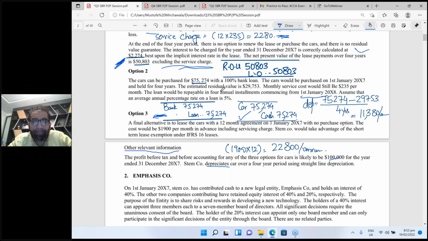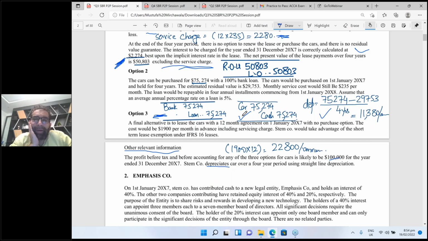Okay, so first of all you got the bank loan, then you bought the car, and now let's simply depreciate the car. How will you depreciate the car, students? See the formula: cost less residual value divided by life. So this will be 11380 per annum.